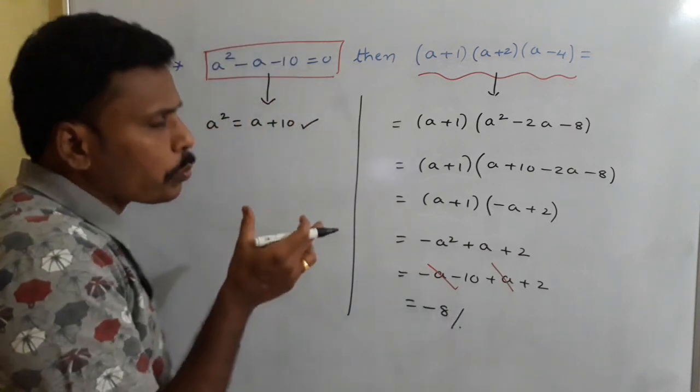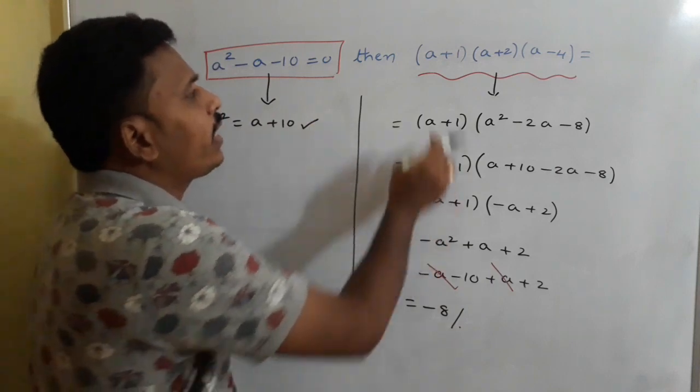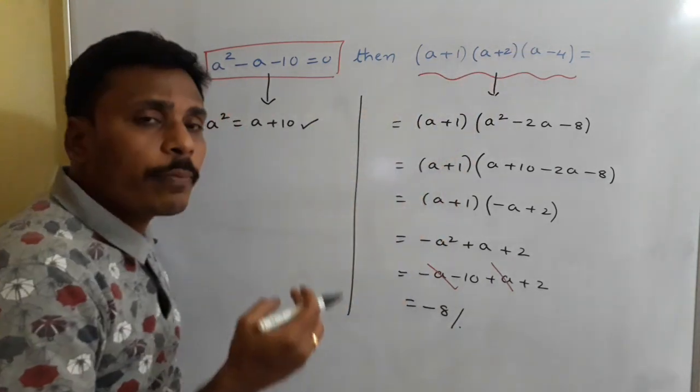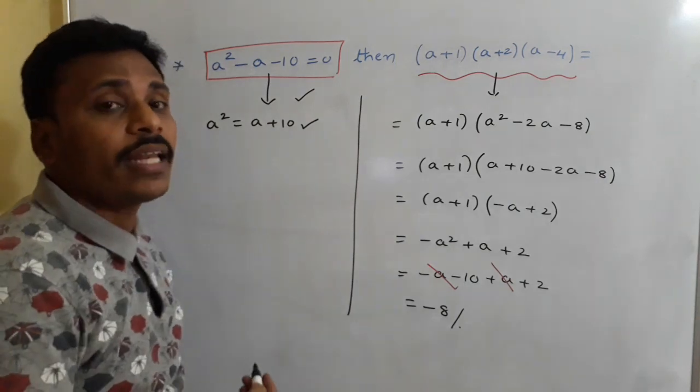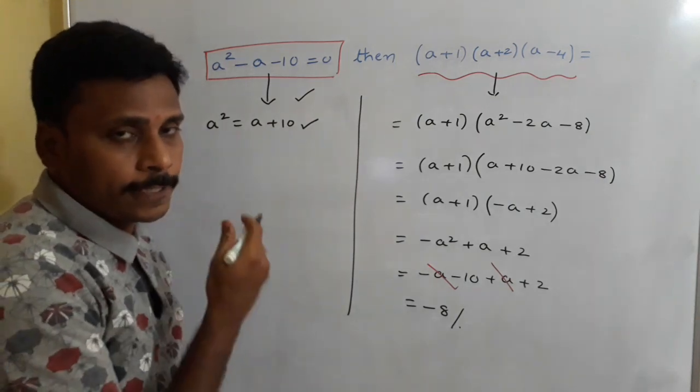See, this is a very smart way of finding the value of a plus 1 into a plus 2 into a minus 4 using this a square minus a minus 10. Okay, just have a look.